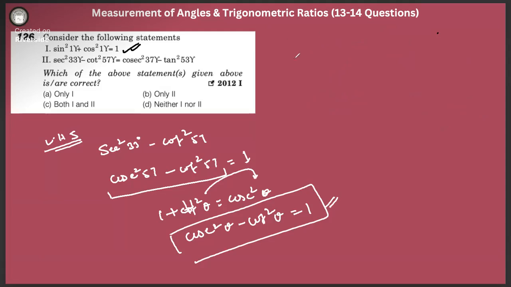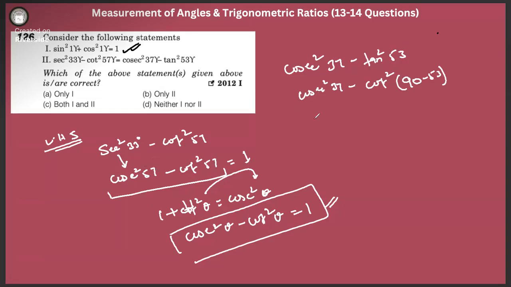Right hand side, we have cosecant square theta minus tan square 53 degrees. So in that case, can we write cosecant square 37 degree minus cot square 90 minus 53? Same thing we have done over here. This one will change into cosecant square 37 minus cot square 37 degrees. Do we have another identity over here? The same identity.